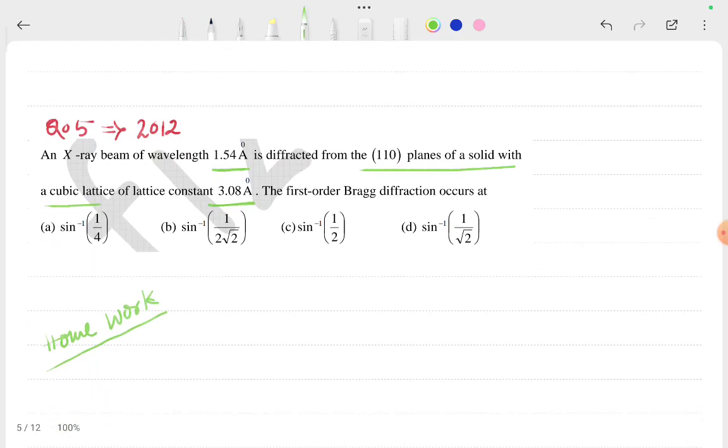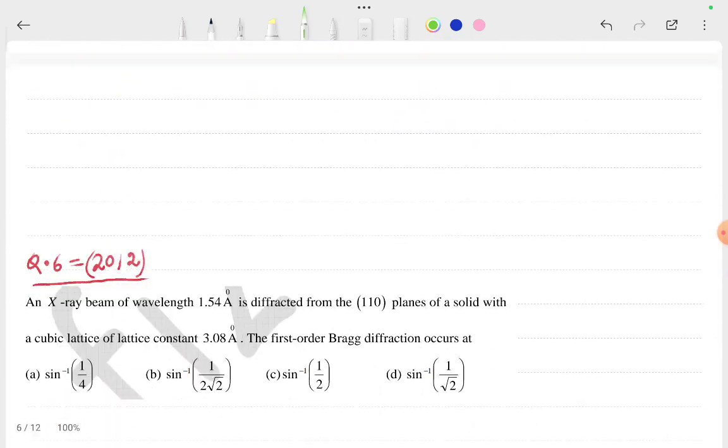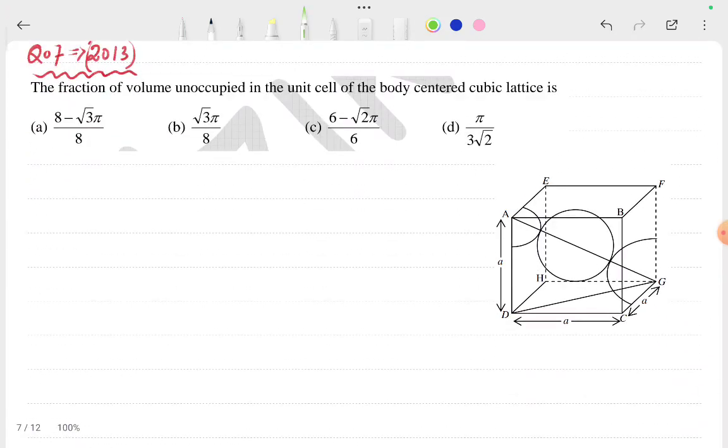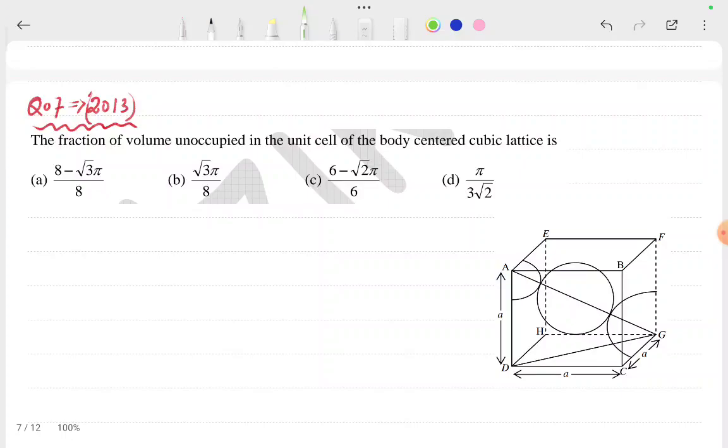I think just two questions are same, no? Okay, sorry. I just put it here, two same questions. Just avoid it. Okay, next go to the other questions. Question number 7. That was asked in the IIT JAM 2013 examinations.